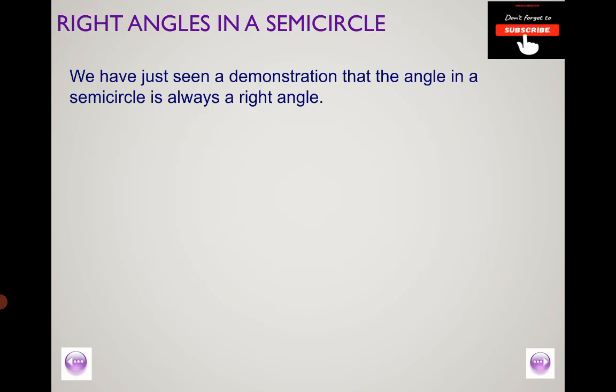Now let's move on to look at angle properties in a circle, the behavior of angles inside the circle. We have just seen a demonstration that the angle in a semicircle is always a right angle. But how can we establish that indeed an angle inside a circle is a right angle? Remember that a right angle is a 90-degree angle.